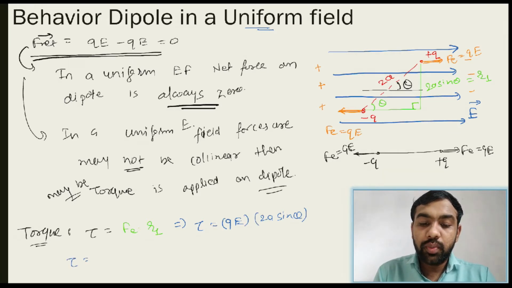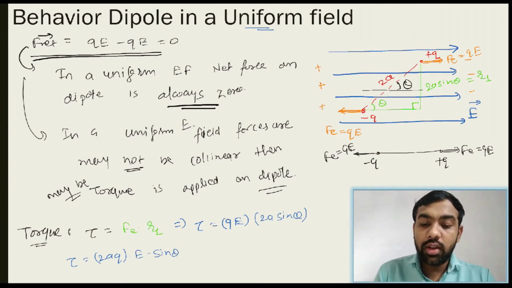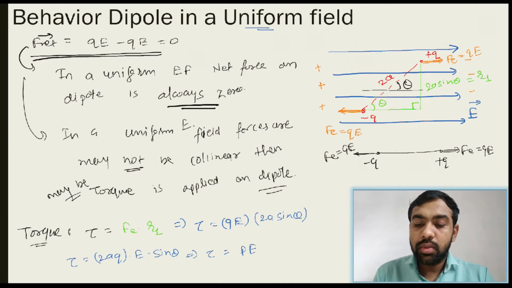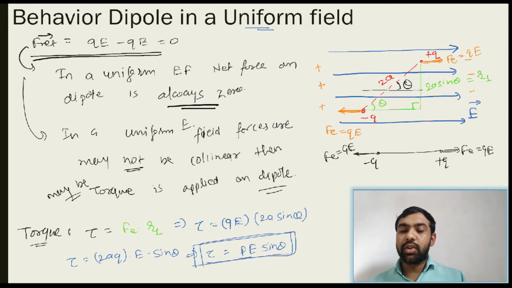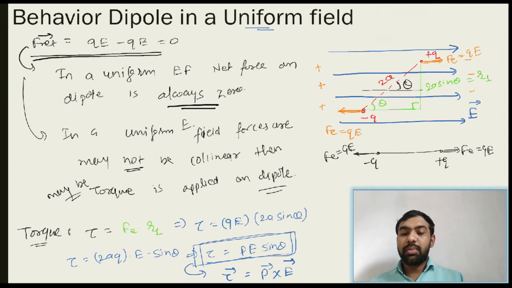So torque is equal to 2aq into E into sin theta. 2aq is the dipole moment P, so torque is equal to PE sin theta. That's the magnitude of the torque. But actually torque is a vector quantity, so in vector form, torque is equal to P cross E, which means P into E into sin theta if you use the cross product. So this is the torque applied on a dipole.